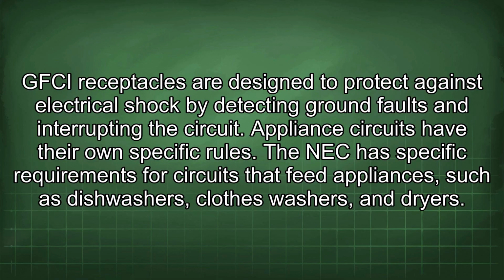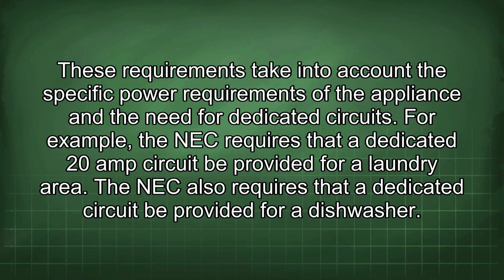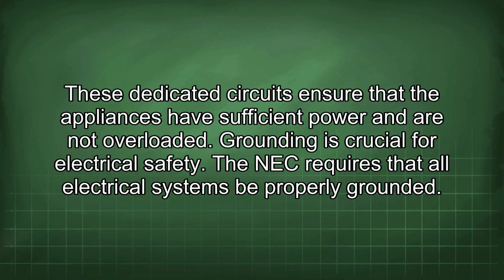Appliance circuits have their own specific rules. The NEC has specific requirements for circuits that feed appliances, such as dishwashers, clothes washers, and dryers. These requirements take into account the specific power requirements of the appliance and the need for dedicated circuits. For example, the NEC requires that a dedicated 20 amp circuit be provided for a laundry area. The NEC also requires that a dedicated circuit be provided for a dishwasher. These dedicated circuits ensure that the appliances have sufficient power and are not overloaded.